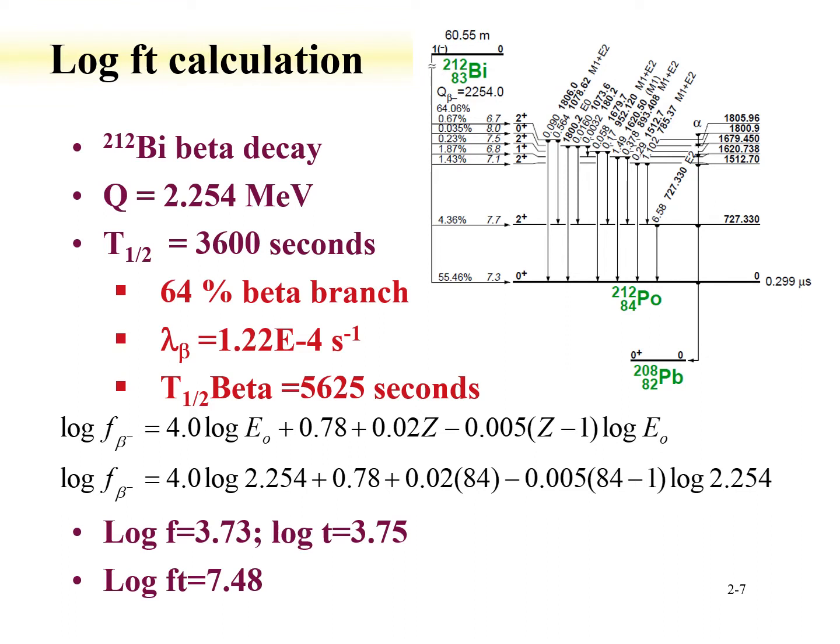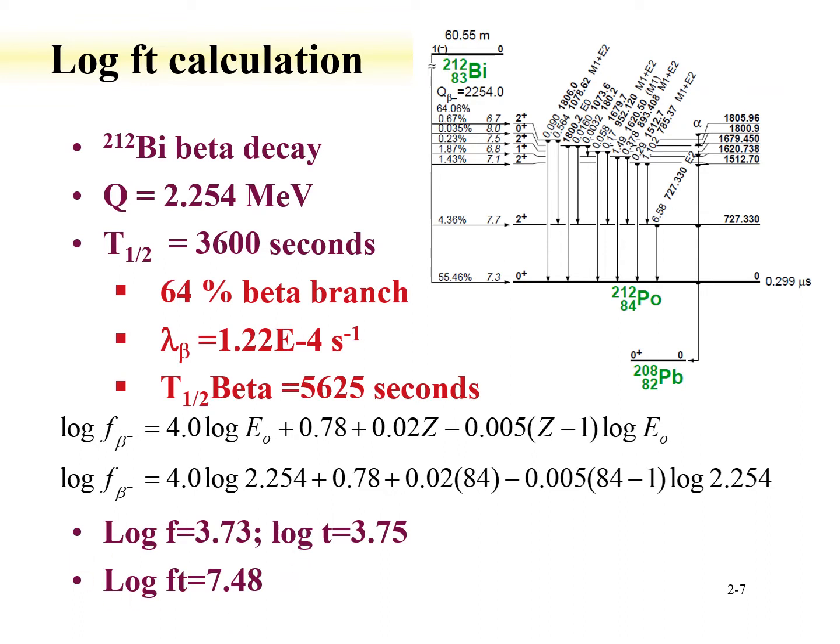If I use my equation for the log F beta minus, I have this equation. I plug in my half-life. I plug in my Q value. I get my log F is 3.37. My log T is 3.75. I get a log FT value of about 7.5.